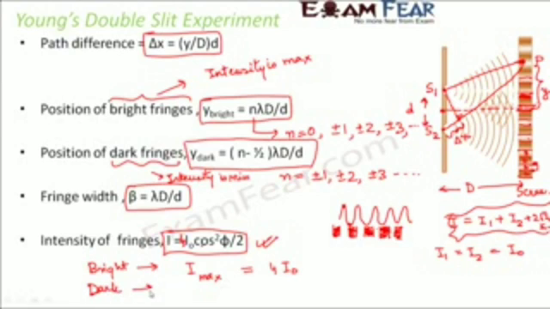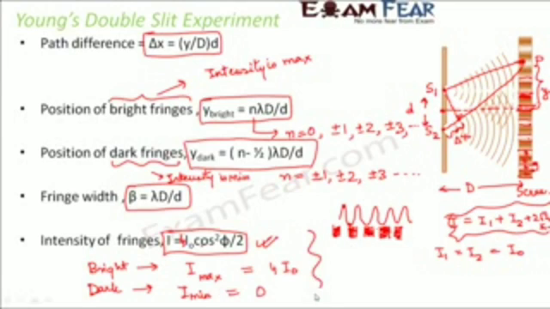And what about the dark fringes? The dark fringes will have minimum intensity. Minimum intensity will be how much? When the value of cos square phi by 2 is least. In this case, cos square phi by 2 cannot be minus 1, because even if cos phi by 2 is minus 1, when you square minus 1, it becomes plus 1. So the minimum value that cos square phi by 2 can have is 0. So the minimum intensity will also be 0. So when you look at the intensities, the dark bands will have 0 intensity and the bright bands will have intensity equal to 4 I0.